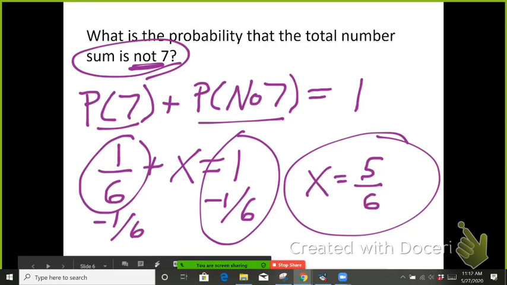Sort of like if I said there's a 1/6 chance it rains today, well, there's a 5/6 chance it doesn't, because there's a 100% chance one of those 2 things is going to happen.